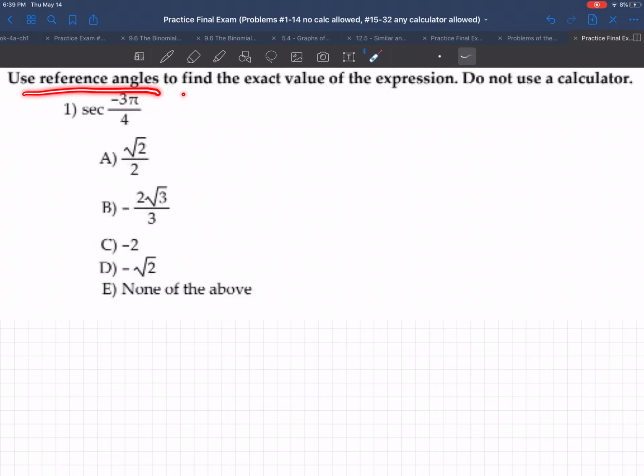Use reference angles to find the exact value of the expression. Do not use a calculator. How do we find the secant of negative 3 pi over 4?